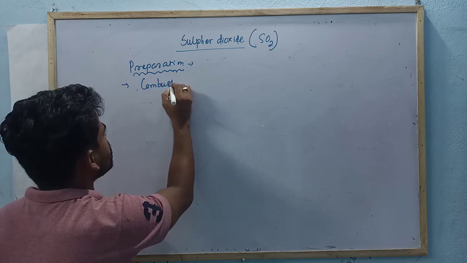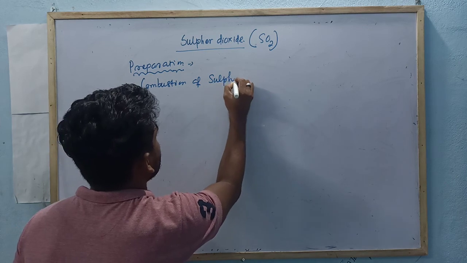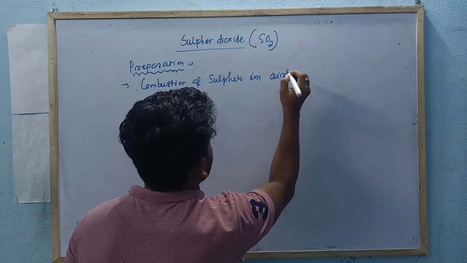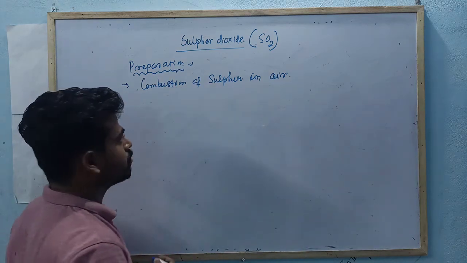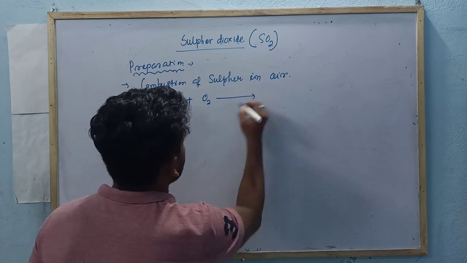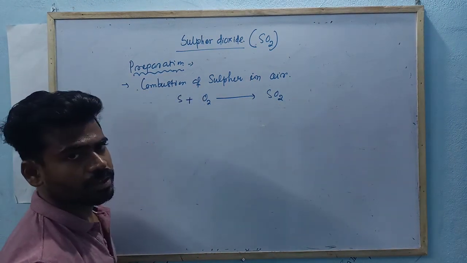First preparation: combustion of sulfur in air, or you can say in presence of oxygen also. So S plus O2, on combustion, gives you sulfur dioxide.